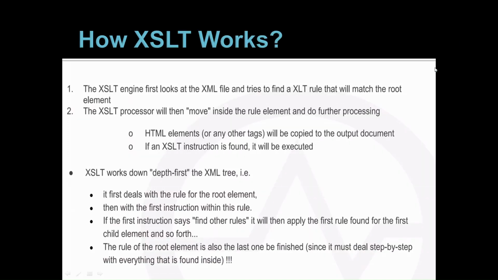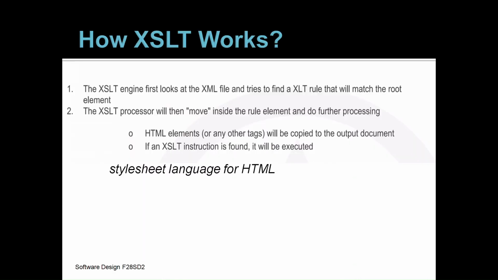Okay, now let us understand how XSLT works. The bulleted points here say that the XSLT engine first looks at the XML file and tries to find an XSLT rule that will match the root element. So the main engine first checks the file and matches the root element. The XSLT processor will then move inside the rule element and do further processing.